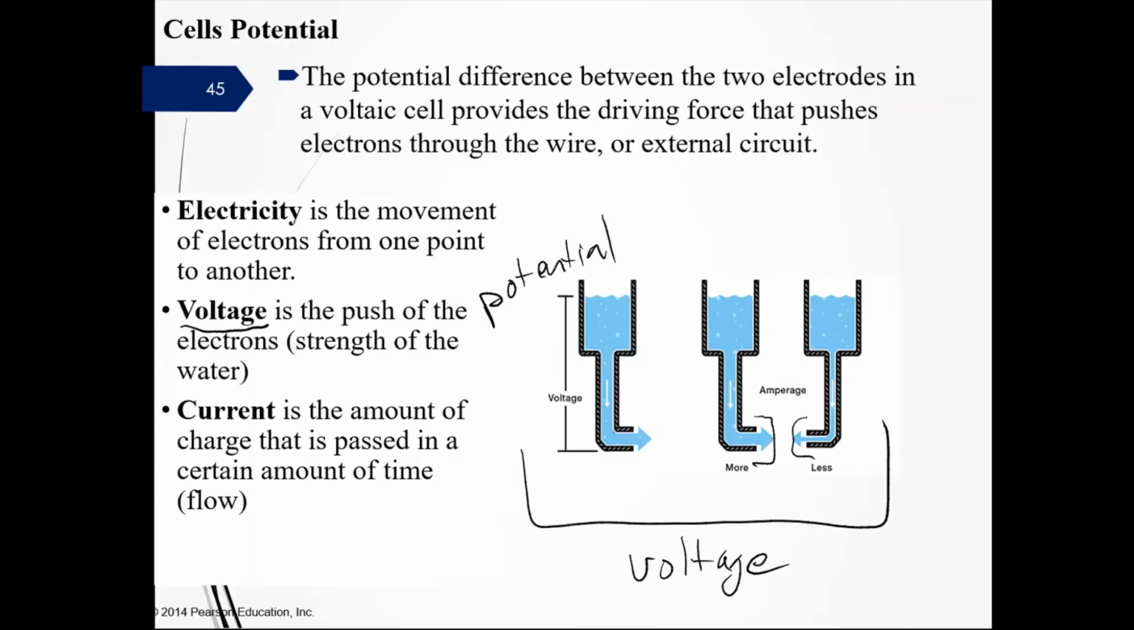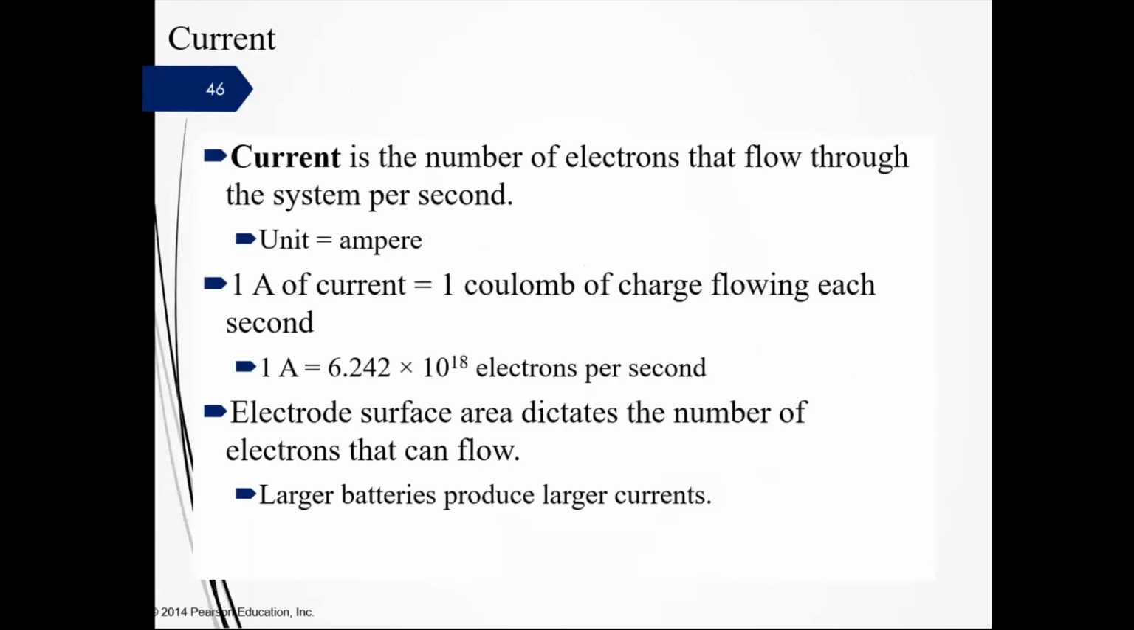Even if they both came out with the same amount of force, your fire hose just has a lot more water coming through it in the same amount of time. And so it's got more current, even if the force was the same. So current is measured in amps. Its unit is an ampere.